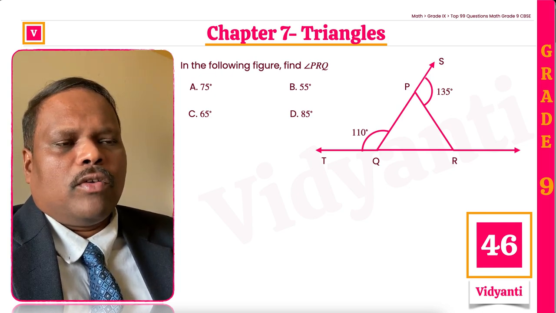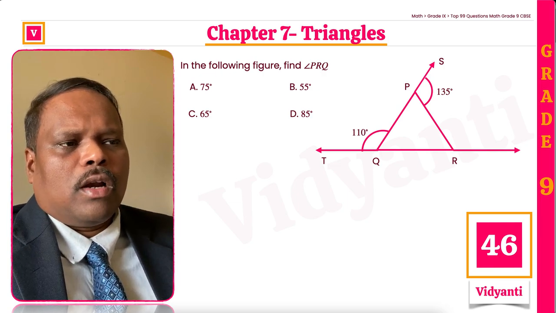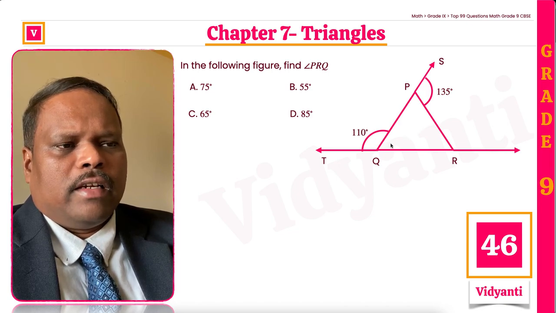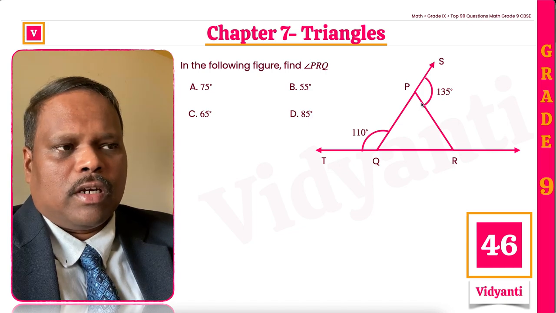Here we have to find out PRQ. So we need to find out this angle. Well, that's easy because we have this triangle. This angle is 70 because 110 and 70. This angle is 45 because 135 and 45.